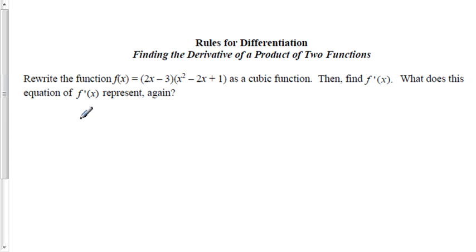So first question, rewrite the function f of x equals 2x minus 3 times x squared minus 2x plus 1 as a cubic function. Then find the derivative. What does this equation of the derivative represent again? So let's go through and do the distributive property and write f of x, then find the derivative.